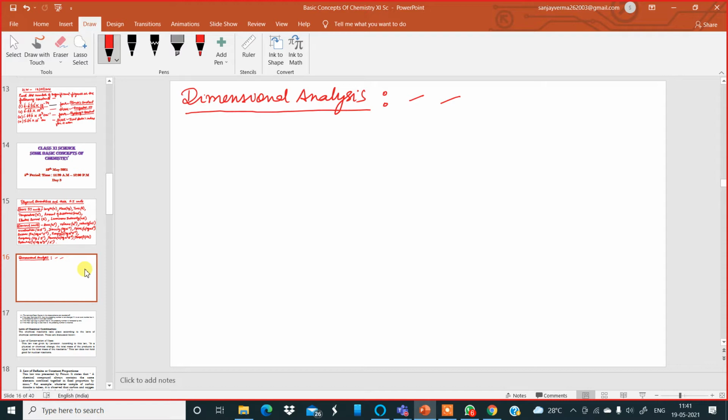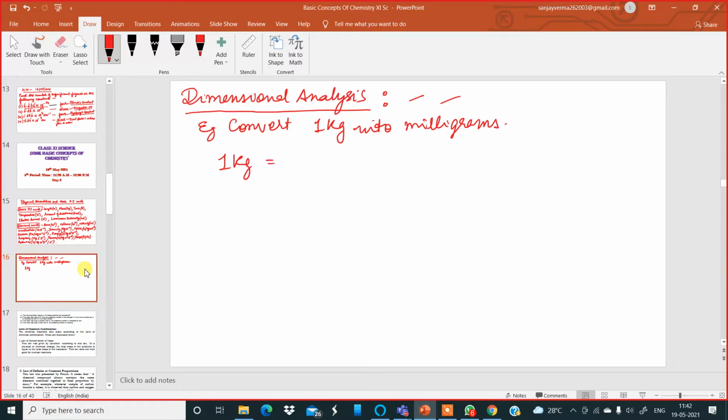Yes or no? Say for example, if you are told to convert 1 kilogram into, say, milligrams, what will you do? You must know in 1 kilogram how many milligrams are there. So you are going to reduce this. The working is like this.